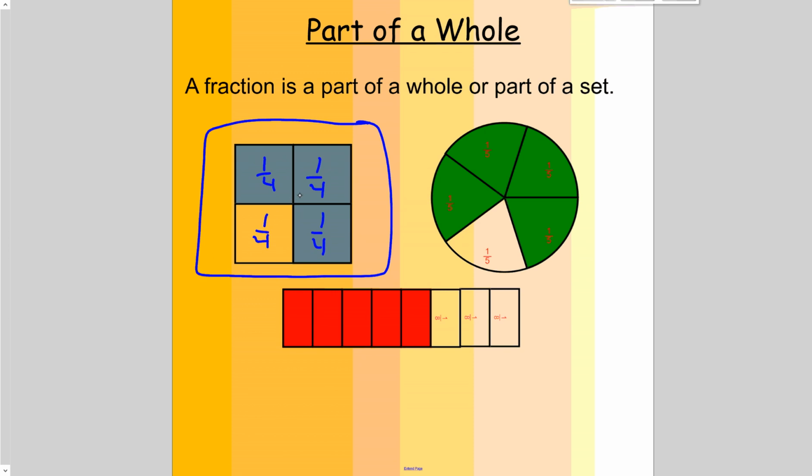So that means that the blue part would be 3 of these, so they would be 3/4. The yellow part, or the empty part, would be 1/4. Looking at the circle, we have 1, 2, 3, 4 of them that are green. So 4/5 are green, and 1/5 is empty.